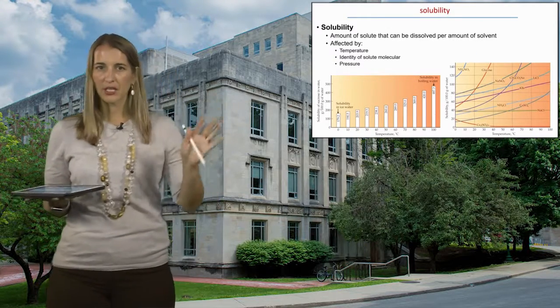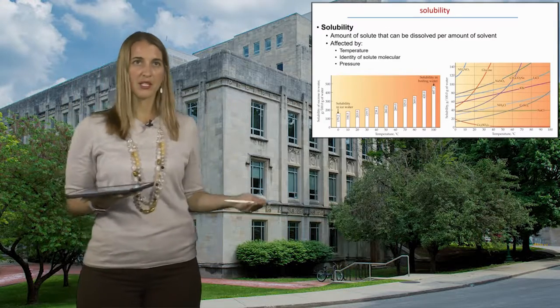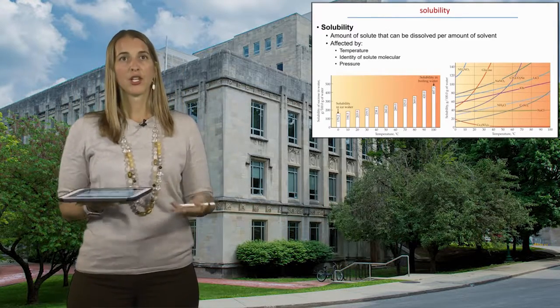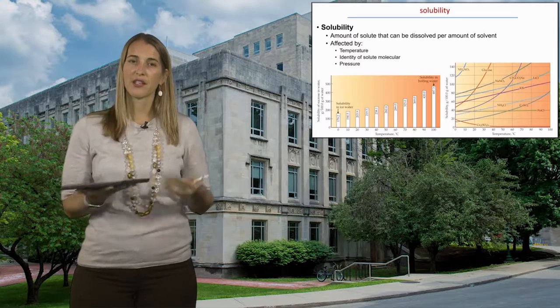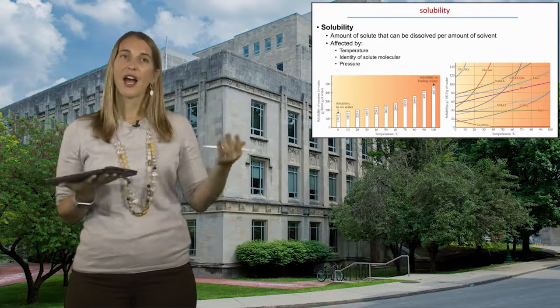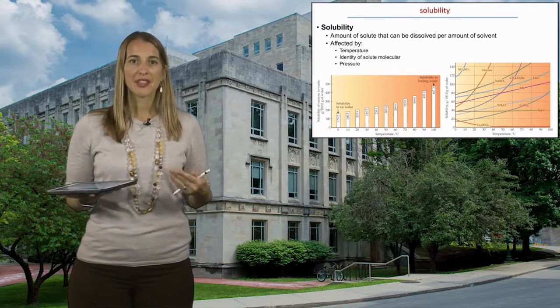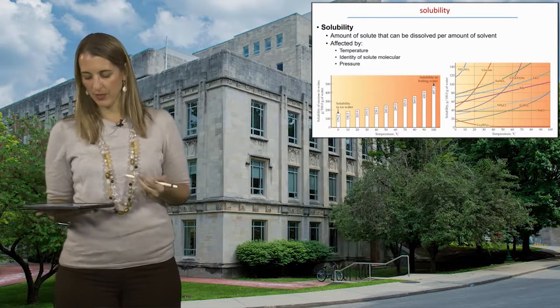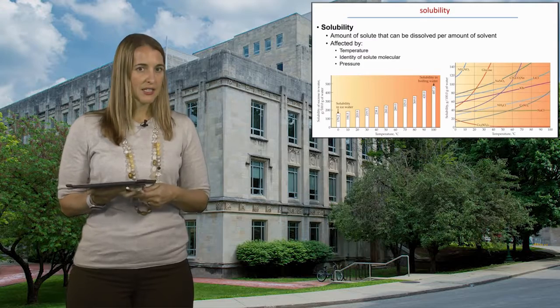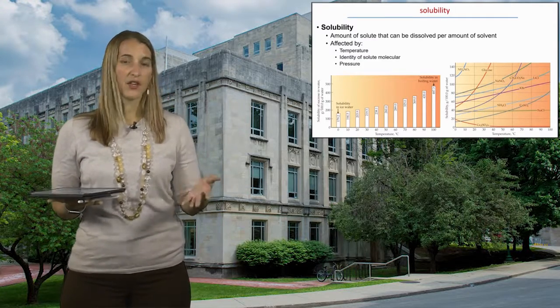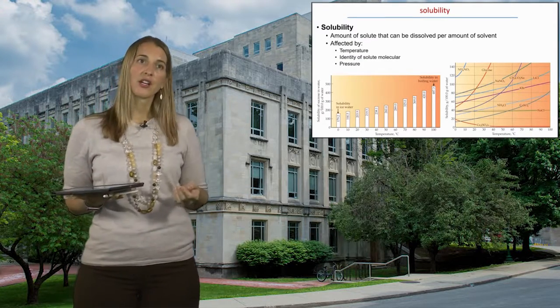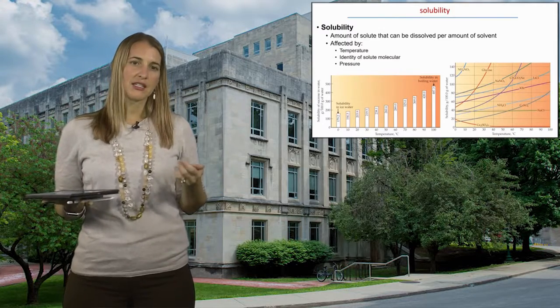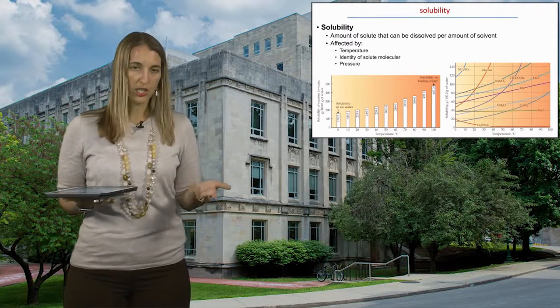And so solubility is the amount of solute, the thing present in the smallest amount, that can be dissolved per amount of solvent. So the more solute you can dissolve, the higher the solubility. This graph here on the bottom left is the one we'll talk about first. This is for a solid solute being dissolved in a solvent. Our solvent here is water, and the solute that we're looking at is sucrose. So we're looking at sugar in water.